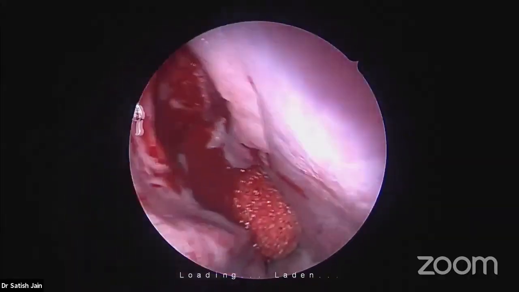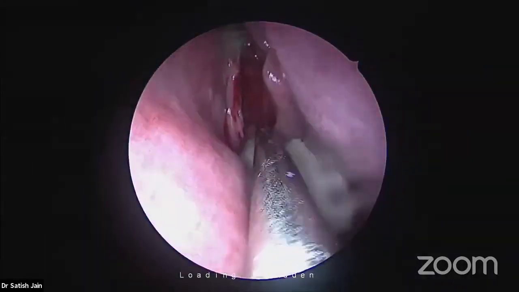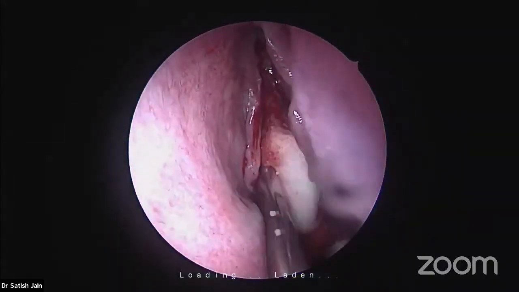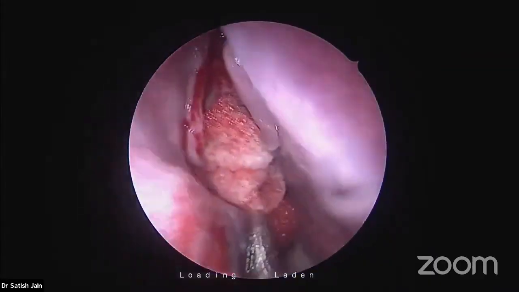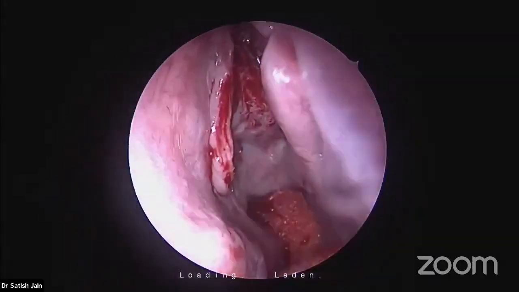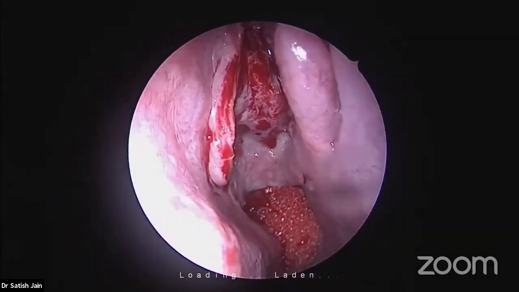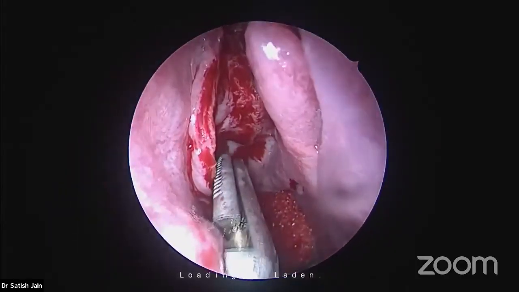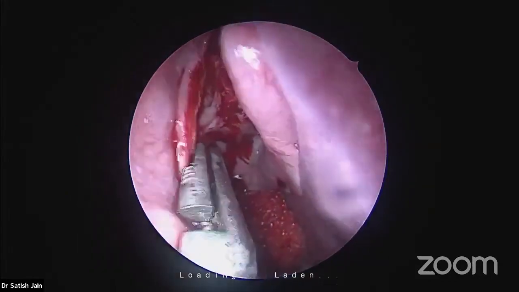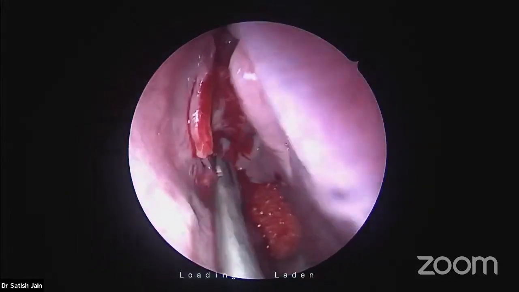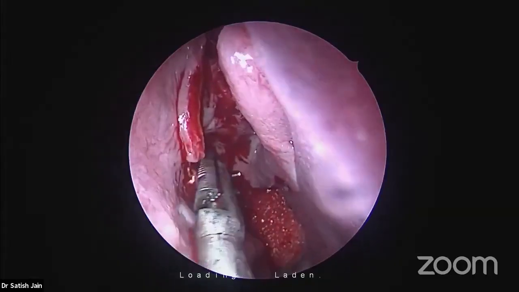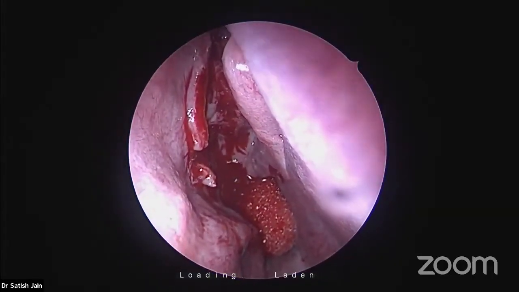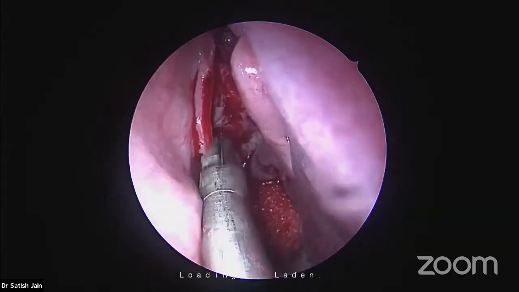What I will do, I can remove this uncinate using a sickle knife here. I can take a sickle knife right from here to here, but you never know. The orbit is very close, lateral to the uncinate. You can enter into the orbit very easily in the beginning. So the best way is to go behind. We know the space, that is the infundibulum. Go behind, engage your reverse biting forceps and bite through it. Come anteriorly and bite through it. This step is known as infundibulotomy.